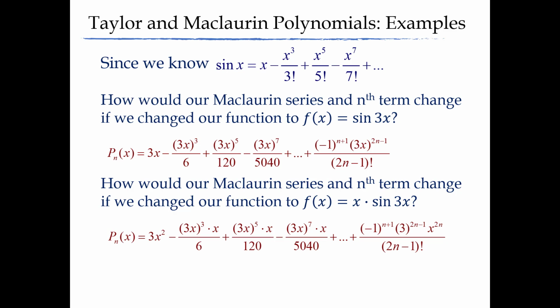So if I multiply the entire polynomial times x, I'm going to get 3x squared minus the quantity of 3x cubed times x all over 6 plus the quantity of 3x to the 5th times x over 120 minus the quantity of 3x to the 7th times x over 5040. Or for our general term, it's going to give us negative 1 to the n plus 1 power times 3 to the 2n minus 1 power times x to the 2n power, all over 2n minus 1 factorial.